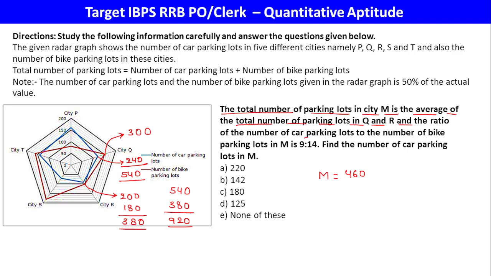The ratio of car parking to bike parking lots is given. Then find the car parking: it is 9 parts out of a total 23 parts. 460 by 23 is 20, 2 times 9 is 18, so 180. Option C is the final answer for this question. Then next question.